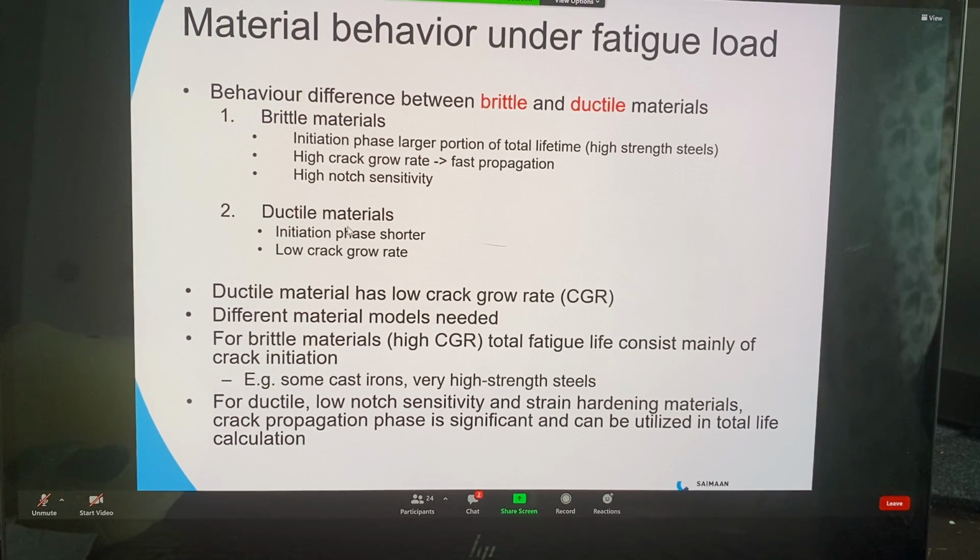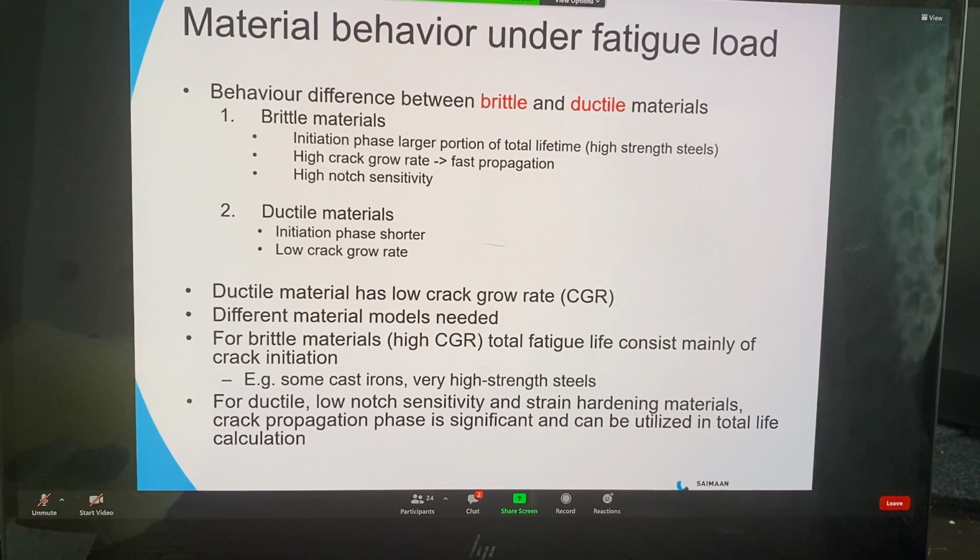Another type of material is ductile materials. And usually for these, because they usually have lower strength, the initiation phase is fairly short. So the first crack is formed quite rapidly. But as they are ductile, they have a so-called low crack growth rate. So they tend to resist the growth of the crack better than the brittle materials. And if somebody asks what is brittle and what is ductile, there is no clear division between those, but it's just a general idea of different materials.